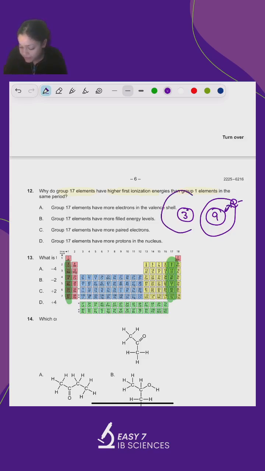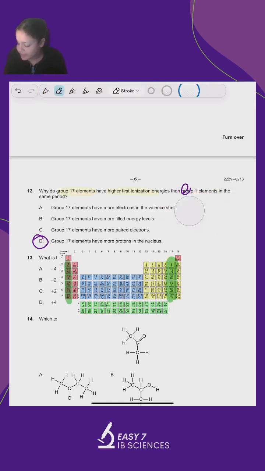If you only have 3, then your electron's going to be further because your 3 plus is going to be weaker than your 9 plus, right? So group 17 elements, not only are they so close to having a full outer shell, but they have more protons in their nucleus, they have greater nuclear charge. That's why it's so hard to get rid of it, to ionize it, to get rid of that valence electron. So that's why that is the correct answer, which is D.